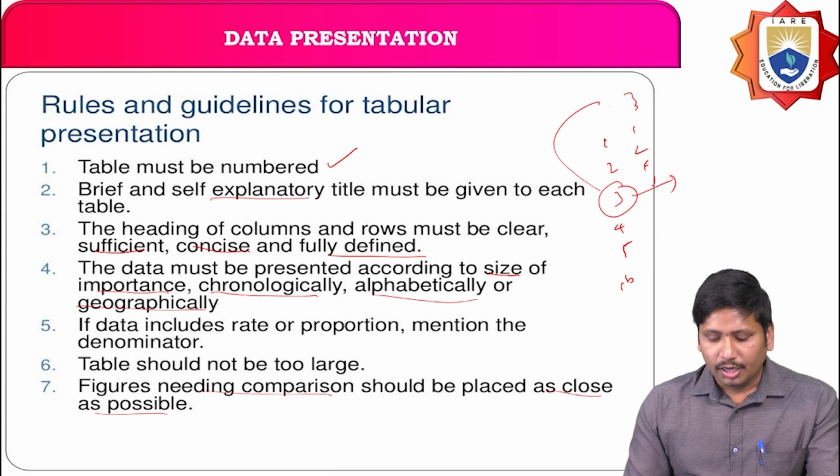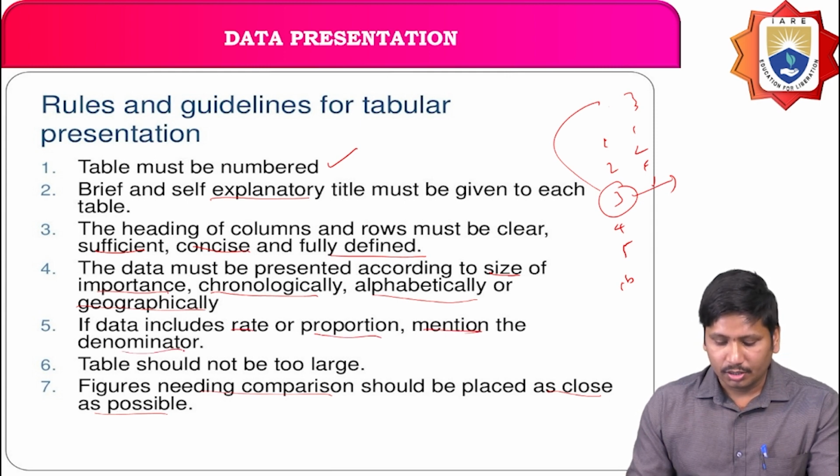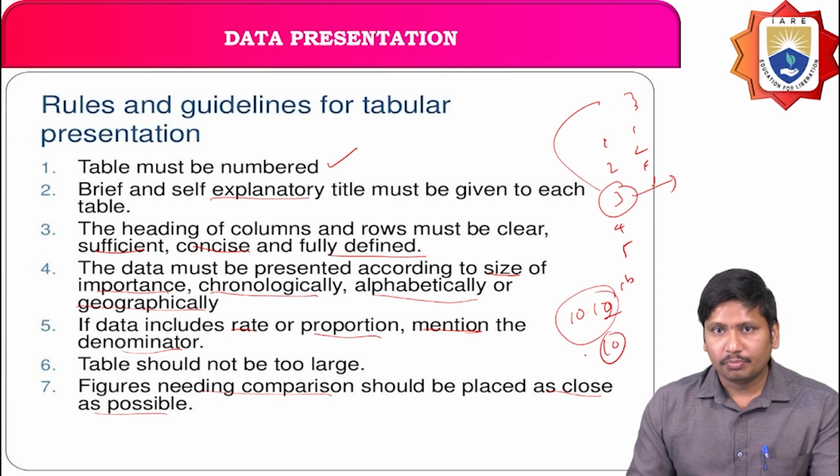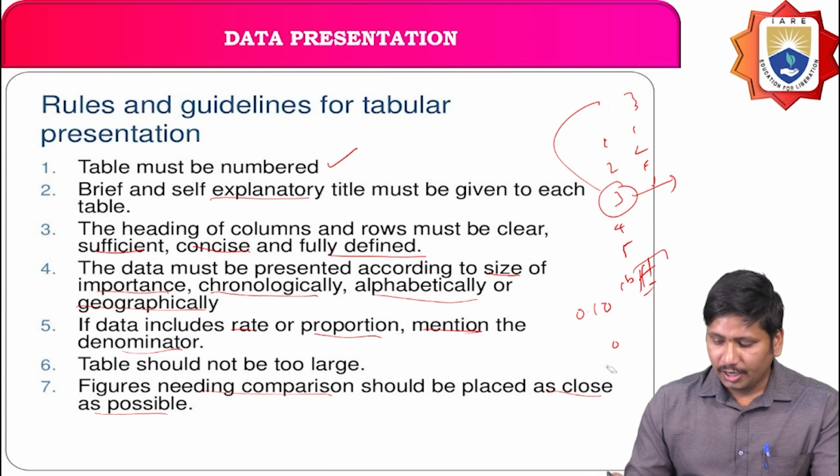If the data includes some rate or proportion, we have to mention the denominator. Suppose the data has a value like 10.12, then we have to make it 10 in order to remove the fractions, and also you can represent it in the form of graphs very easily.